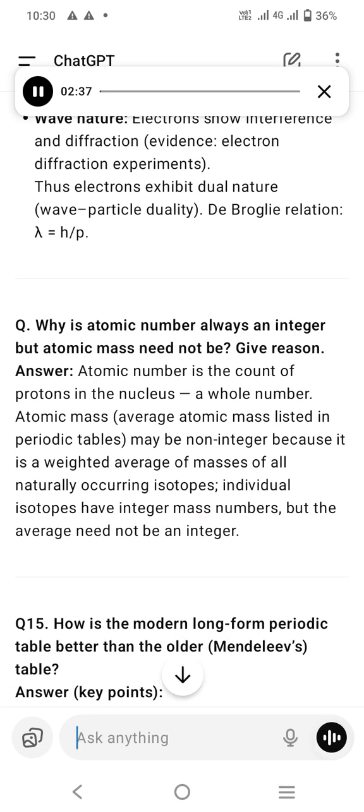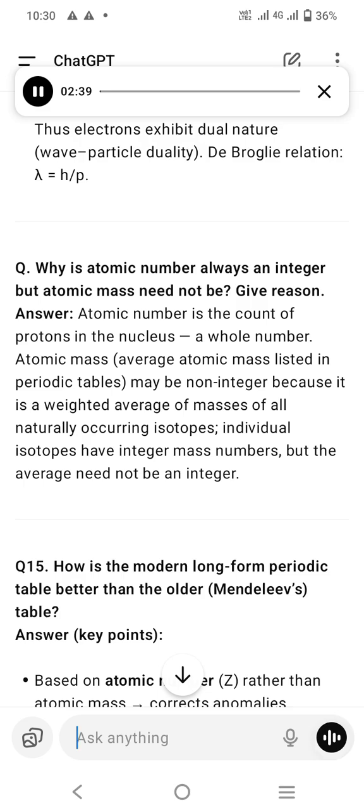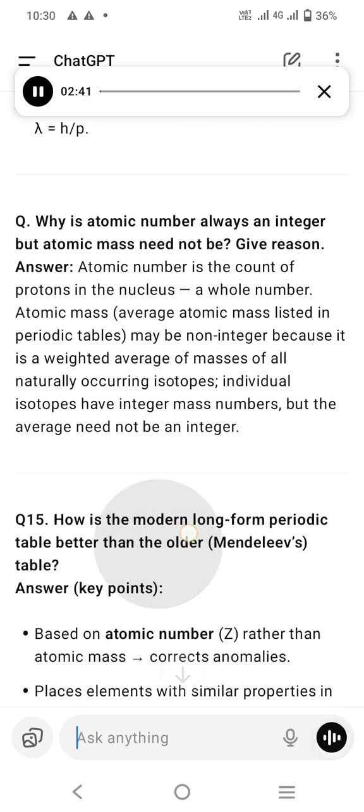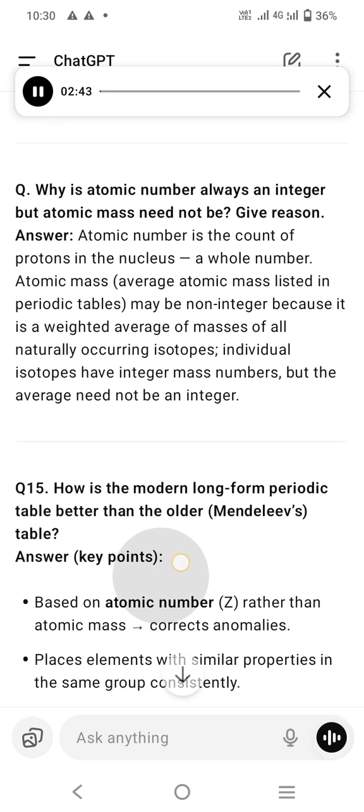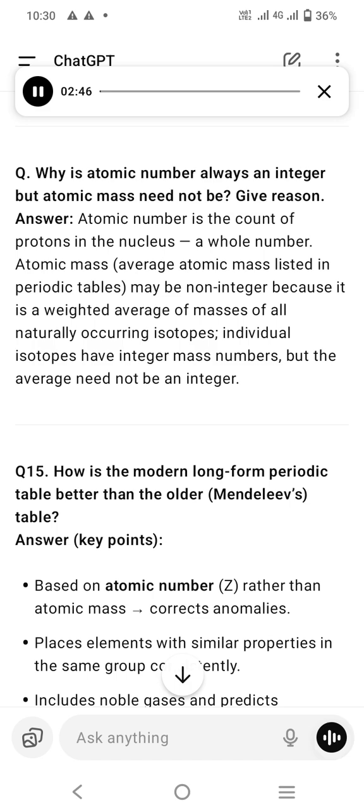Q. Why is atomic number always an integer, but atomic mass need not be? Give reason. Answer. Atomic number is the count of protons in the nucleus, a whole number. Atomic mass, average atomic mass listed in periodic tables, may be non-integer because it is a weighted average of masses of all naturally occurring isotopes. Individual isotopes have integer mass numbers, but the average need not be an integer.